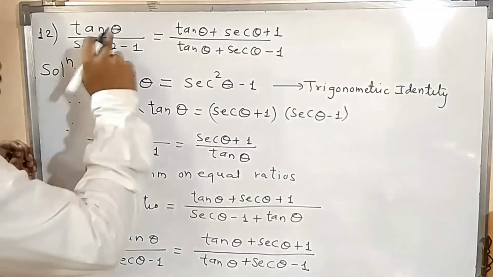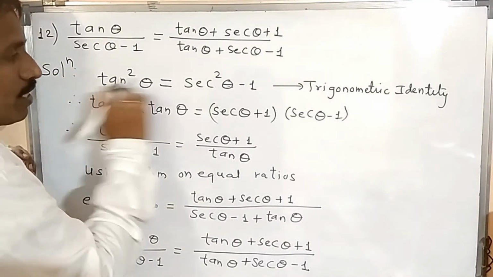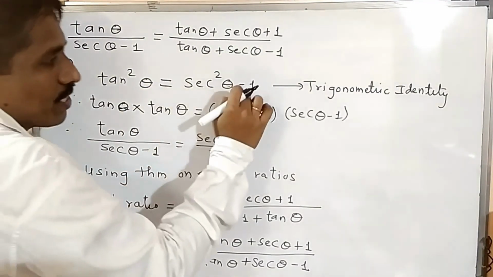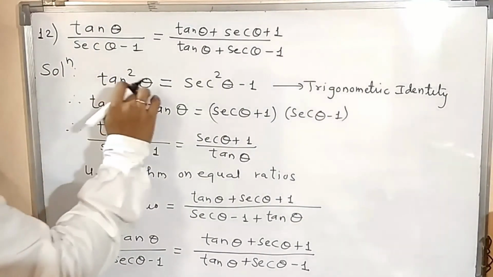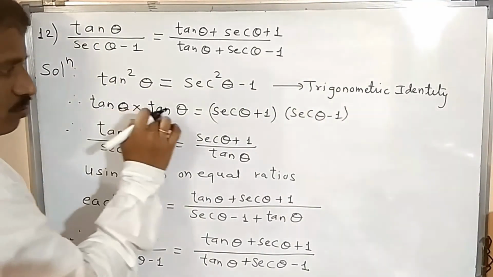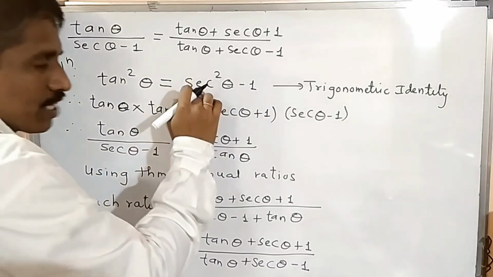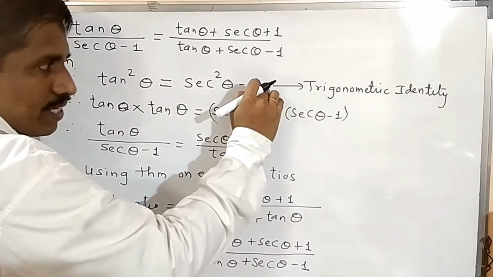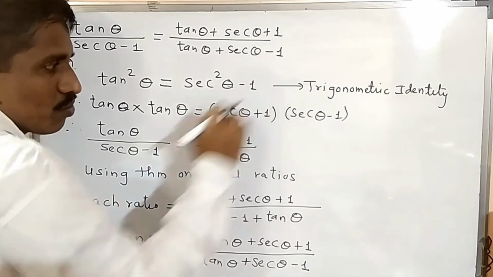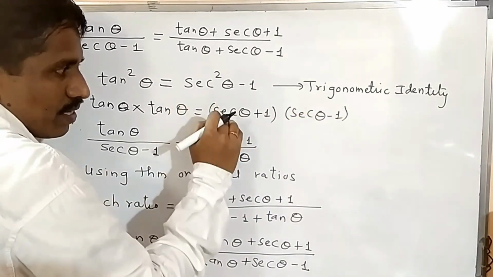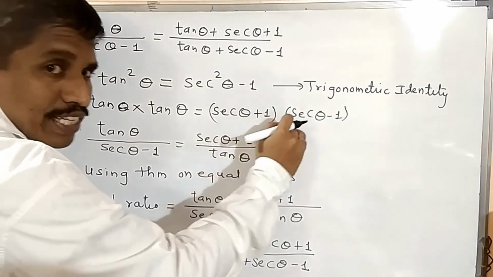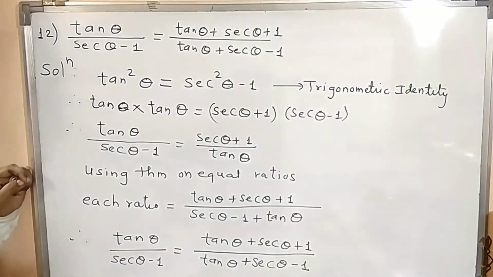Solution. What identity will I use? Tan^2 theta is equal to sec^2 theta minus 1. Reason, trigonometric identity. Tan^2 theta, what are the factors? Tan theta into tan theta. This is sec^2 theta minus 1, that is 1 square, A square minus B square. A plus B, A minus B. Sec theta plus 1, sec theta minus 1.